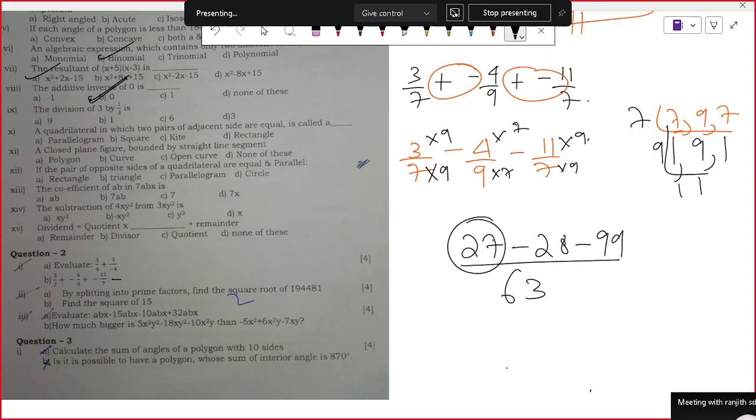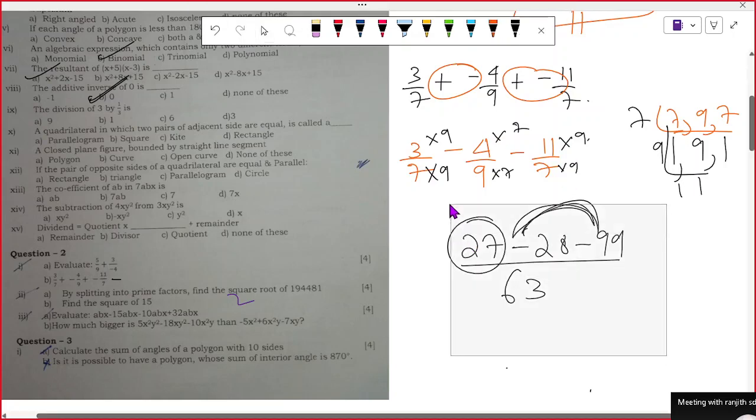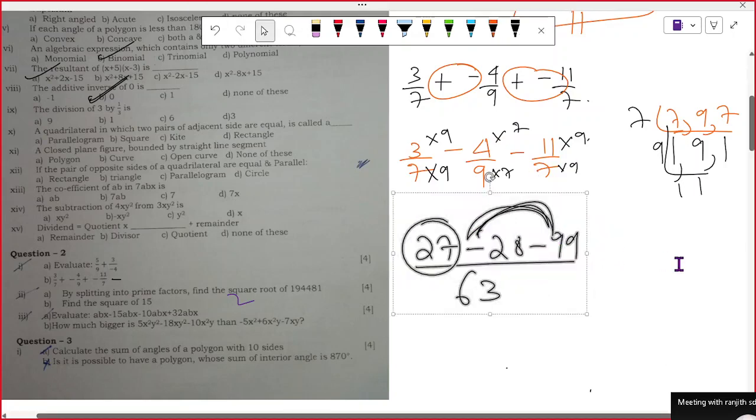Only this one is positive, student. This is positive. So keep this aside. Minus into minus, first solve this. Minus into minus is what? Plus. So 28 plus 99. Just keep this as 100. 100 plus 28 is 128.